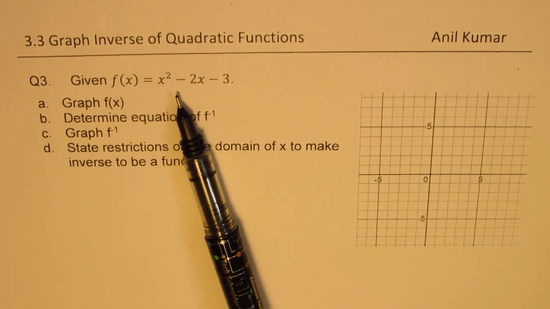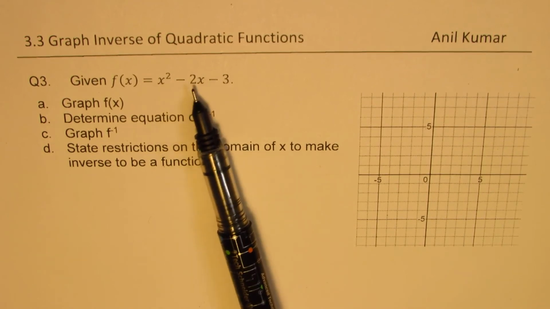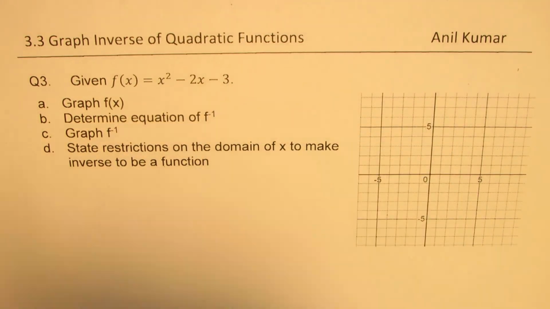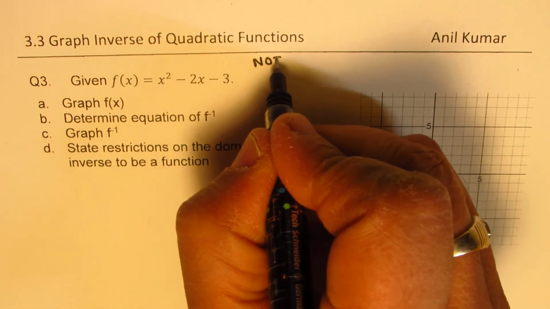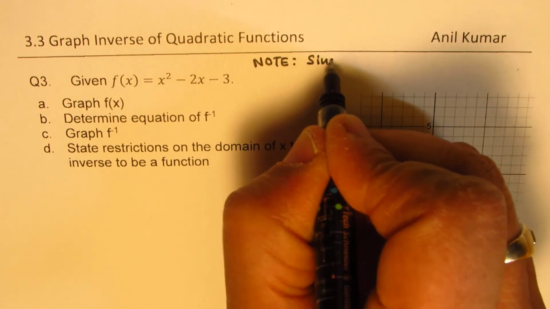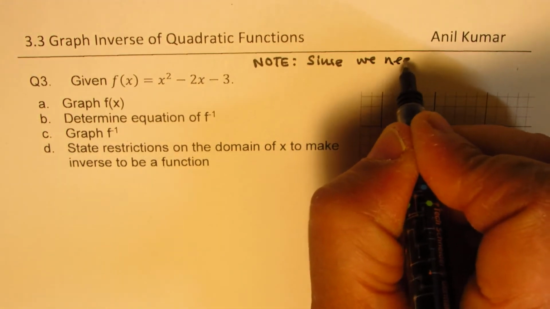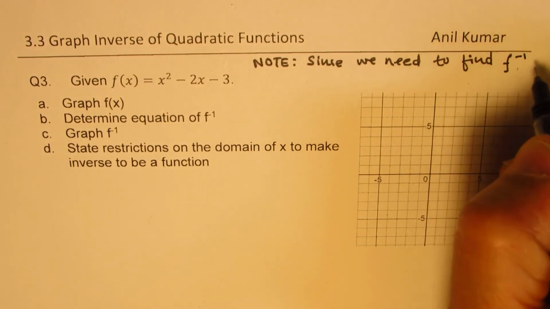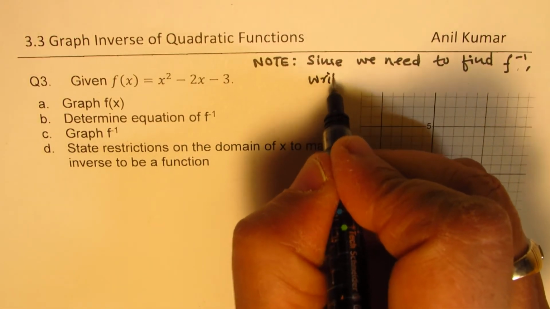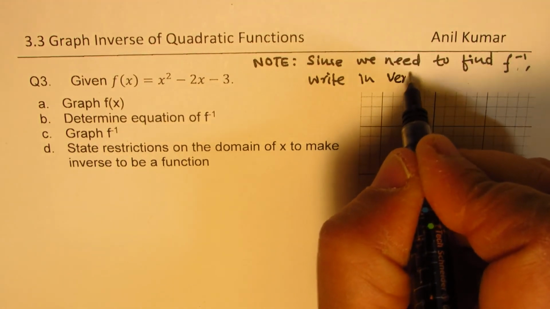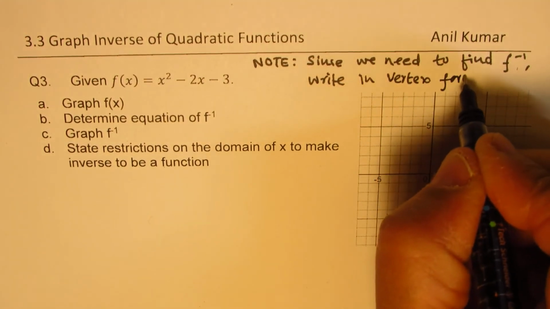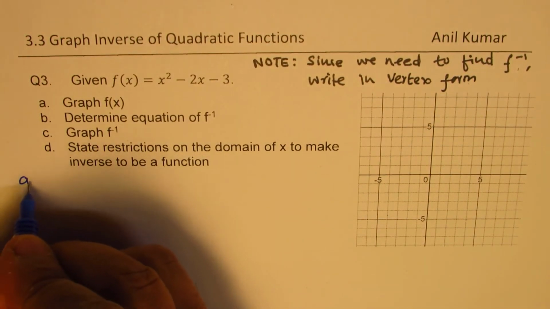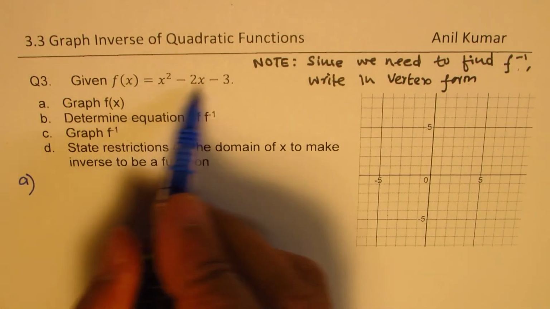You could graph using intercept form or the vertex form. Since we need to find the inverse, we should write it in vertex form, right? So the note here is, since we need to find f inverse, write in vertex form. That is important, correct? So with that note, let's begin with part A. So we'll write it in the vertex form.